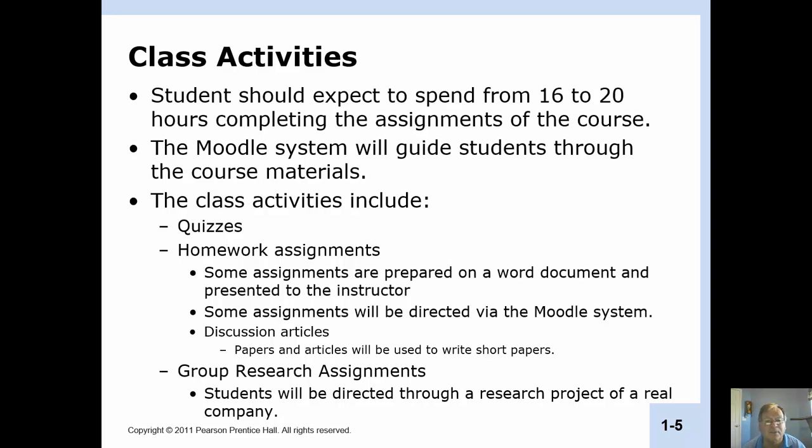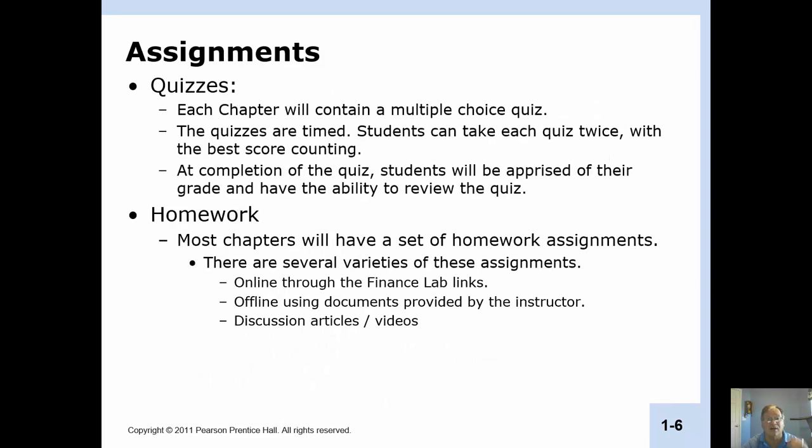And there also will be some discussion articles. Most weeks will have either a paper that you'll write based on an article or a video, and you'll just write a short little summarization. Some of the assignments will give you questions to answer, and some of them will just ask for synopses and opinion of the articles or the videos. In addition, we're going to do some group research. We're going to follow a company and do a financial analysis of that company's financial statements. Obviously, more of that to come.